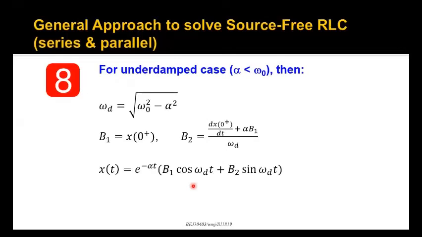For the underdamped case, where your alpha is less than omega naught, your omega d should be equal to the square root of omega naught squared minus alpha squared, and you will have B1 and B2. Then you solve them using the initial conditions x(0+) and dx(0+)/dt, and then you substitute these into the general solution of the underdamped case.